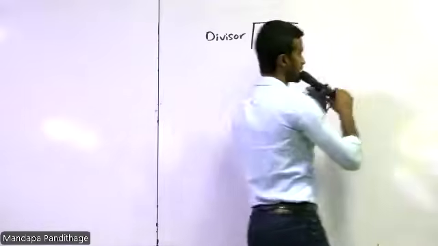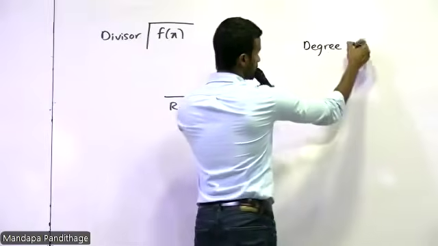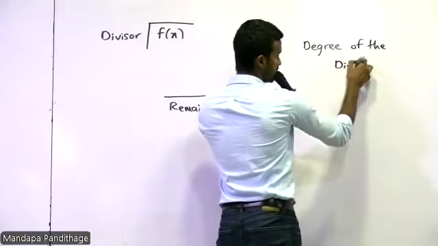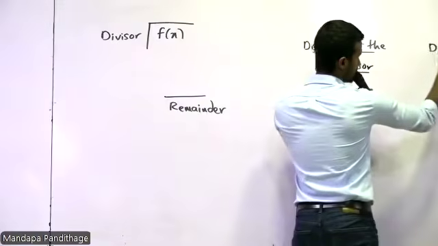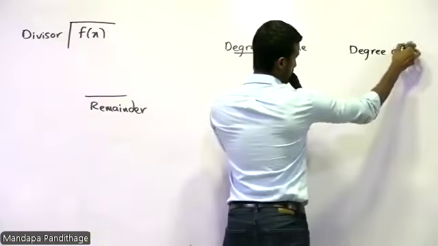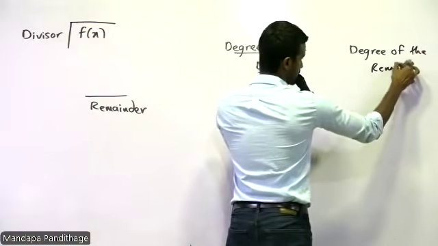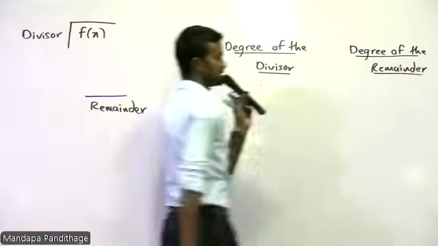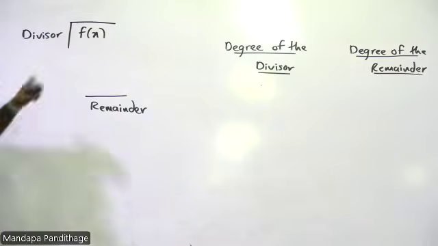Okay, so if I ask you a question, now look at this. Degree of the divisor, degree of the remainder. So we know when to terminate the long division. It's when the remainder's degree becomes less than the divisor's degree.